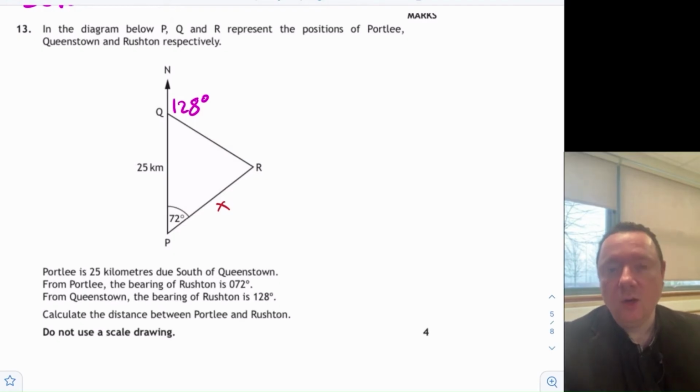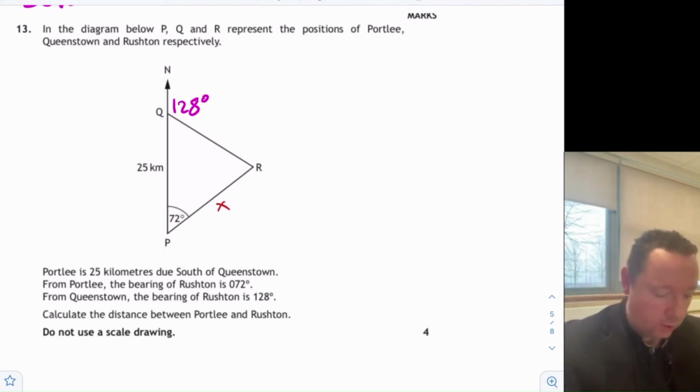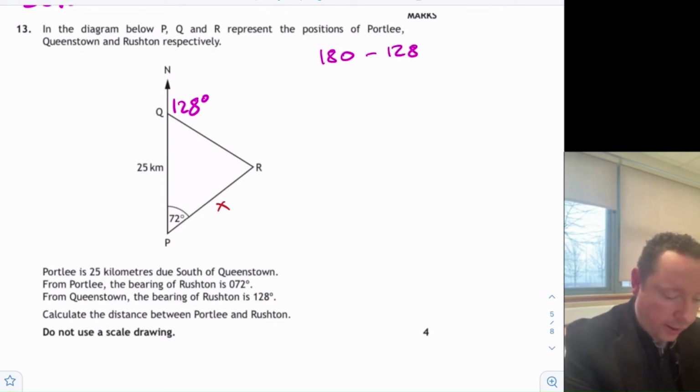Remember, the strategy always is try to get some angles inside the triangle. Once you've got as many as you can find, use the sine rule or cosine rule. So in this case, I've got north going all the way around to here. That's half a turn, or angles on a straight line add up to 180. So I can do 180 minus 128. That gives me 52 degrees, and I can write 52 inside this triangle here.